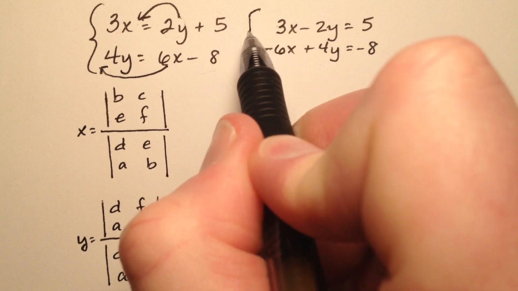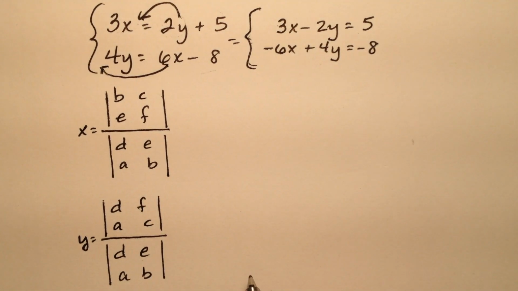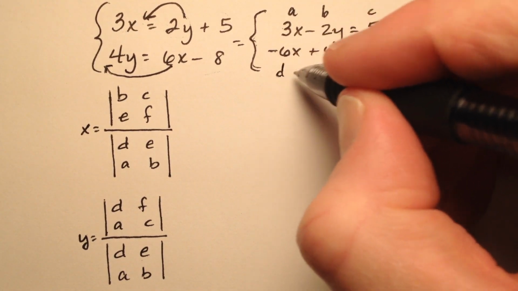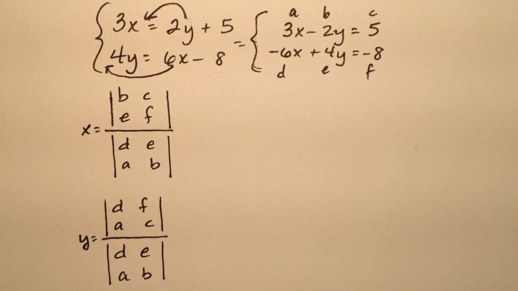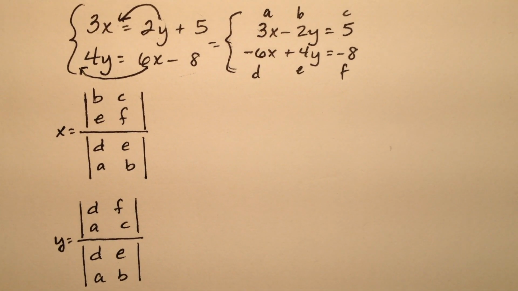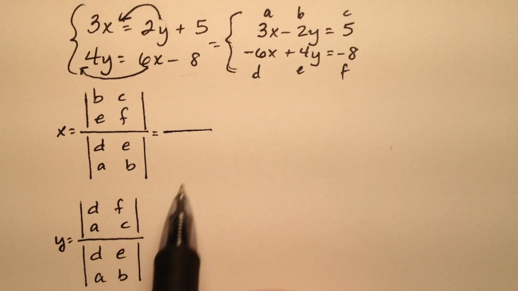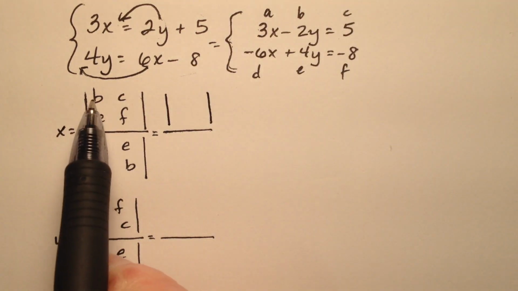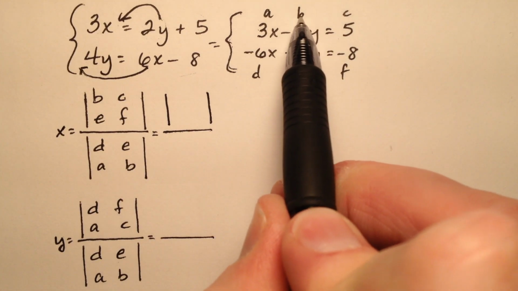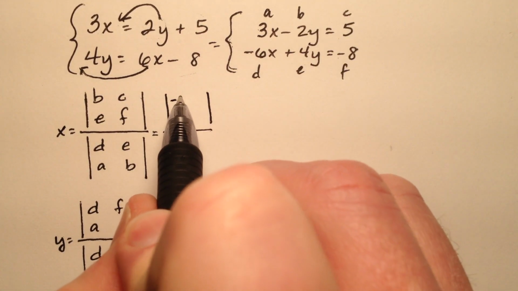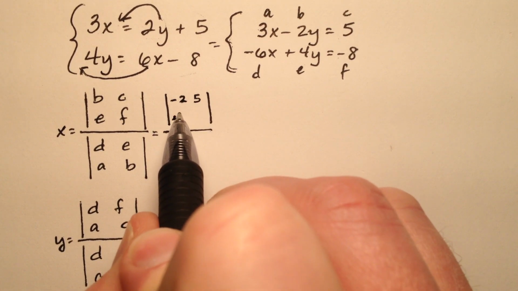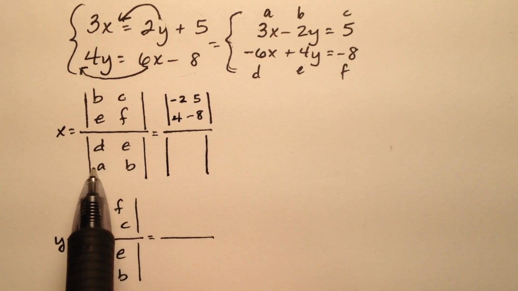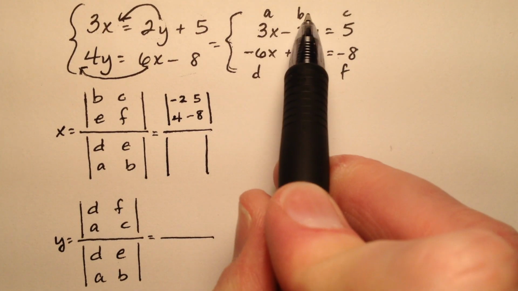So this will be my system rewritten here, which now I can go ahead and grab my values, a, b, c, d, e, f. So once I have those written and found, I can implement these formulas for x and y. So for x, I need b, c, e, f. So b, c, e, f. So that'll be negative 2, 5, and 4, negative 8. And my denominator, D, E, A, B, so D, E, A, B.